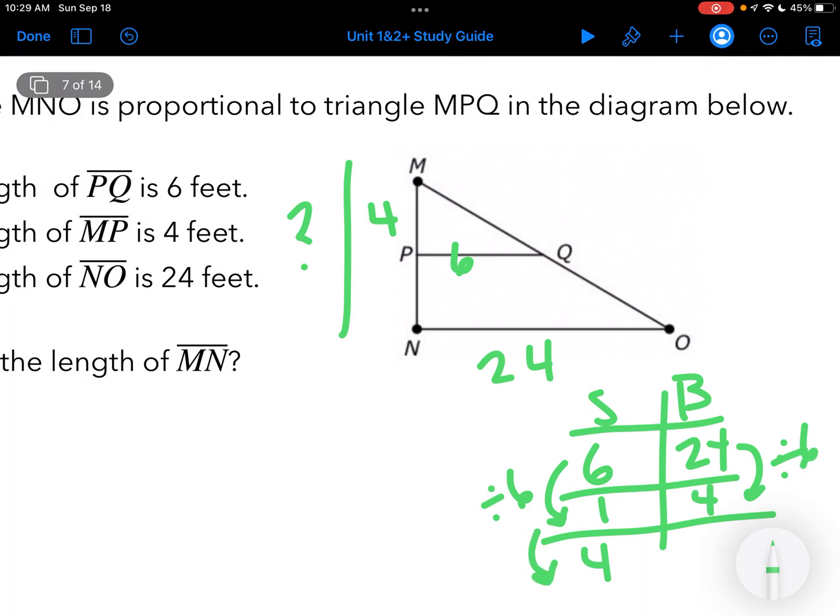I'm going to multiply by 4, and I get 16. So it'll be 16 feet.